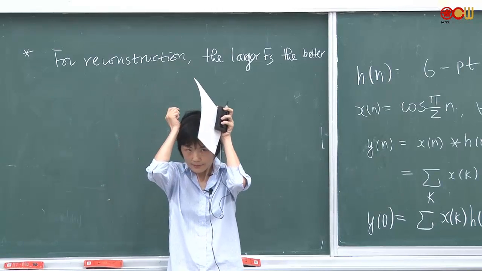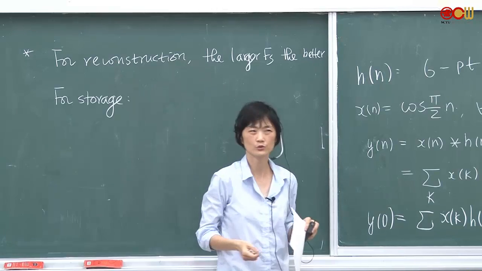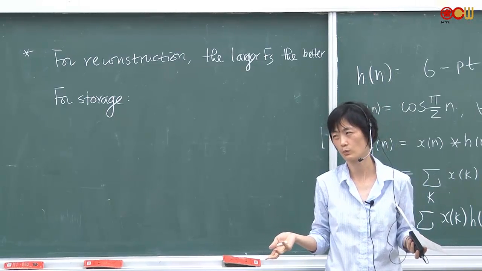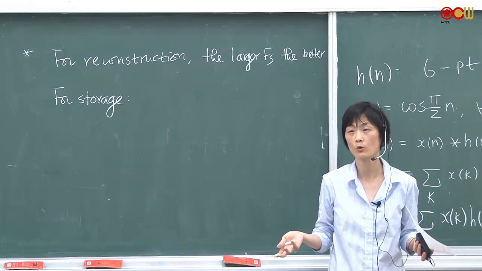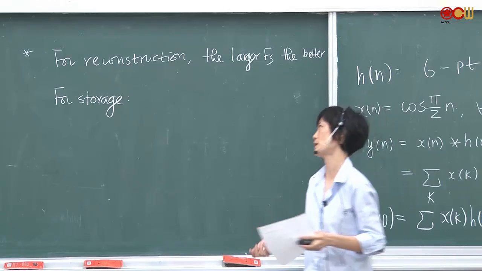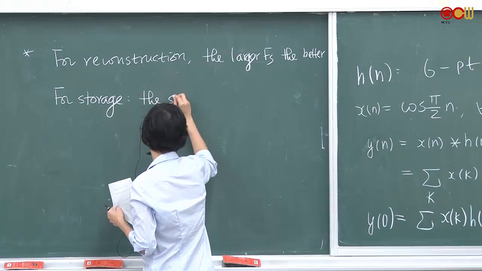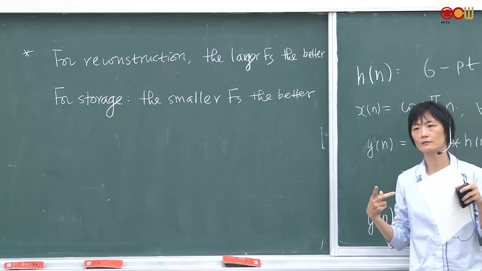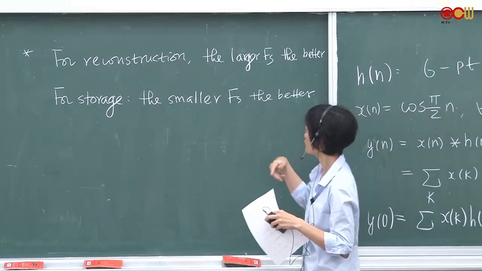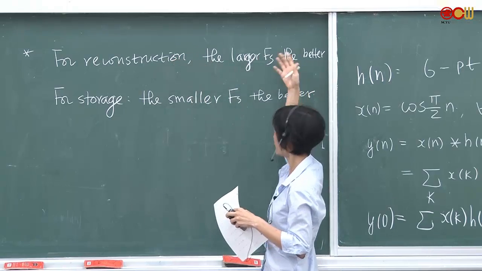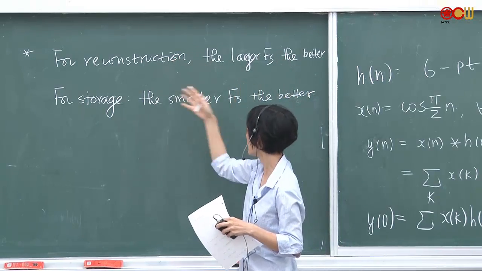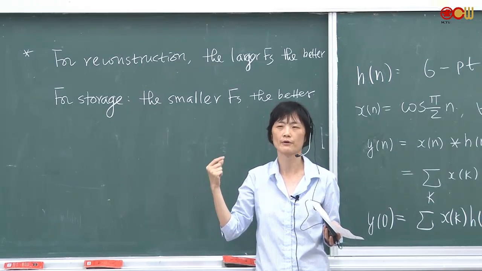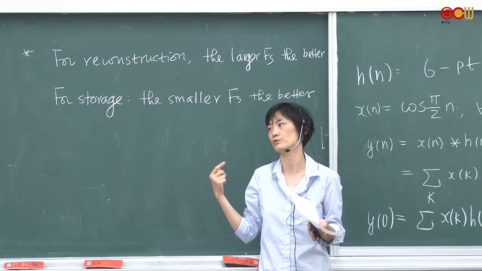But how about for storage? For storage purposes, how would we like the sampling frequency or sampling rate to be? We want it to be as big as possible or as small as possible? As small as possible. So the smaller the better. The smaller Fs, the better. So this is kind of contradicting, right? For reconstruction purposes, we would like Fs to be as large as possible. For storage, we would like it to be as small as possible. So how to choose a proper Fs, or how to choose a proper T?